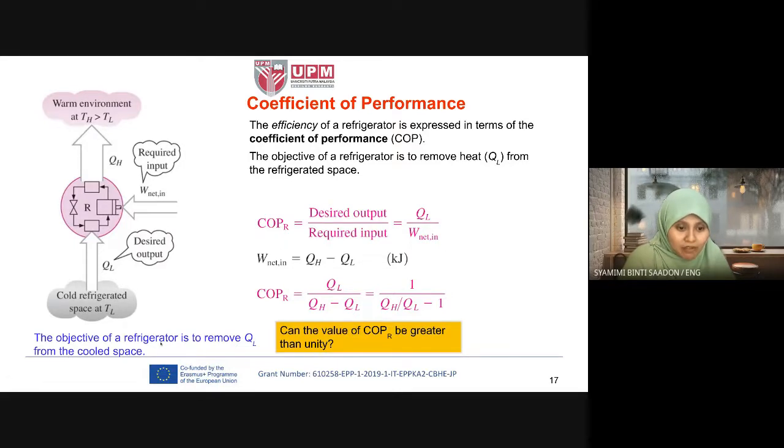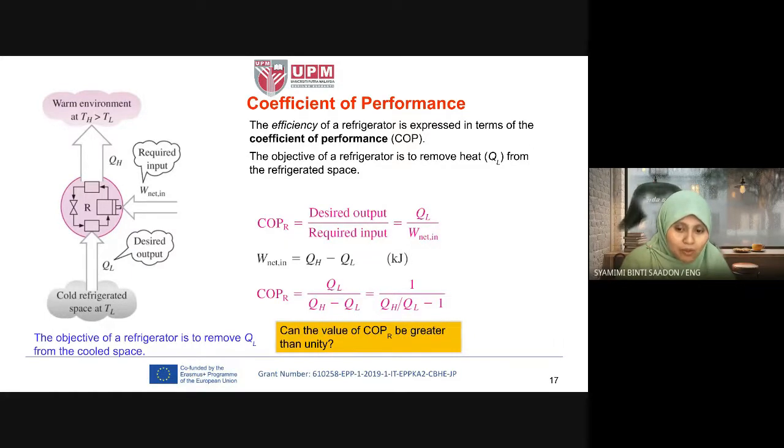The objective of a refrigerator is to remove QL from the cool space. To keep the freezer at a lower temperature, we need to remove the heat. This removed heat is what we call QL, that is our desired output.